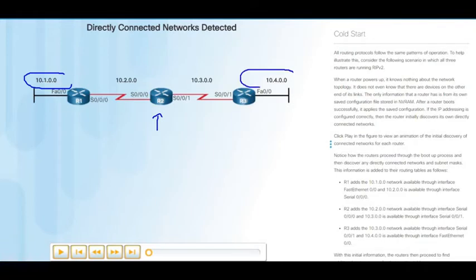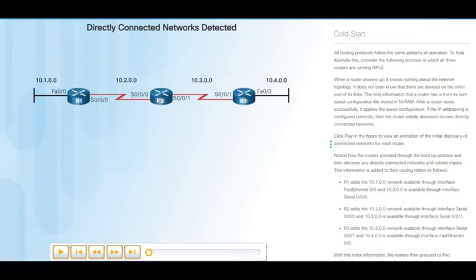You have 2 as well: the 10.1.0 and then the 10.4.0 network, the networks that are not directly connected to it. Same principle with R3. You have remote networks 10.2.0 and 10.1.0. So remember the principle on how to identify directly connected and remote networks. I guess this is just a review since this is already covered in CCNA2.